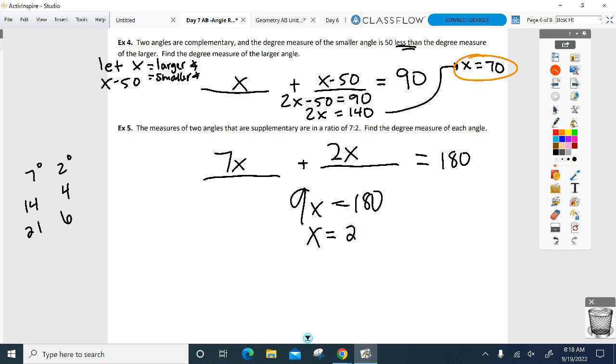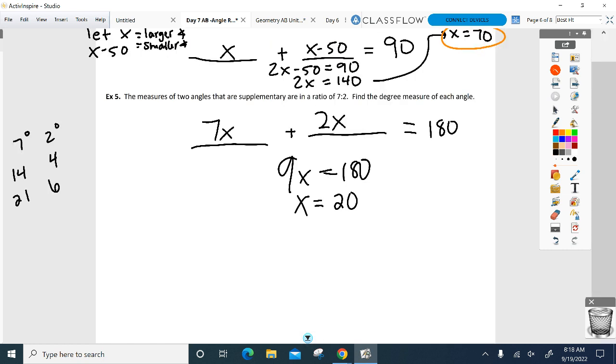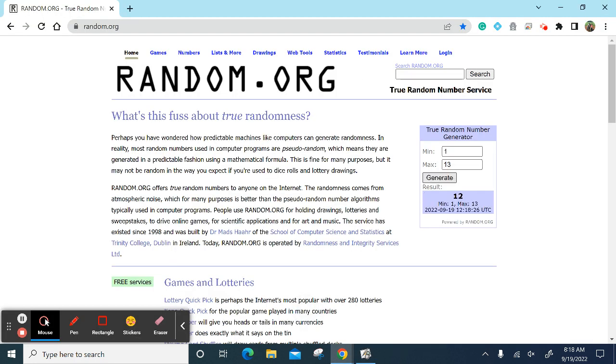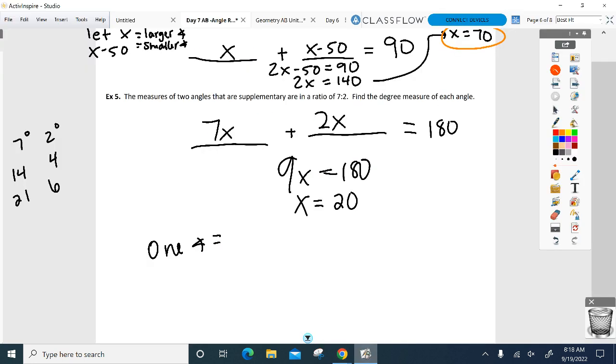20? Does that mean one of my angles is 20? No. That's what I need to multiply by to get those angles. So how should I find one angle then? Because neither angle is 20. Using the 20, how do I find what one of the angles is? You multiply both of them by 20. So pick one angle. 7 times 20. One of the angles is 140.